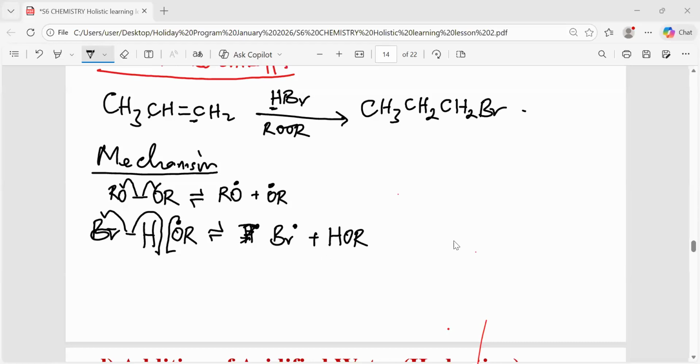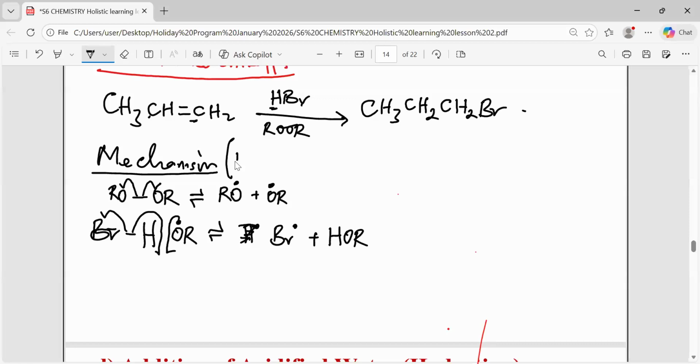So at this point, you recall in free radical mechanisms, we have three stages. Stage one is the one we call the chain initiation.